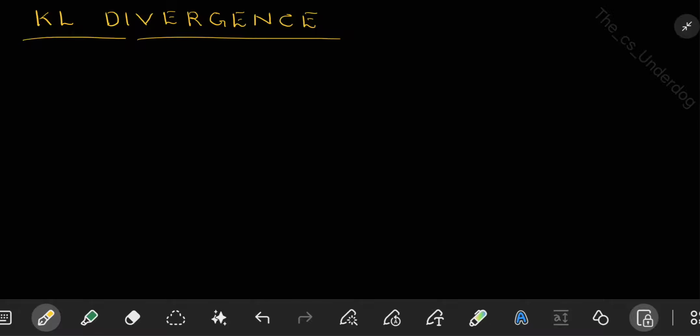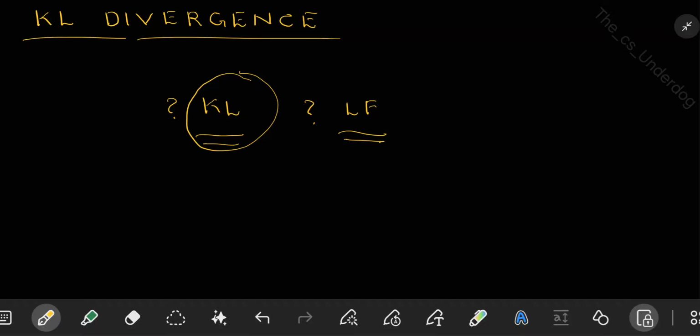KL divergence. Let us understand what is KL divergence and how is this used as a loss function. Coming to different loss functions that you would see in machine learning, KL divergence could be one loss function that is a bit tricky to understand. So in this lecture, let us go deep into this and understand what is the concept of KL divergence, and then we'll also understand how exactly the mathematical formulation for it develops.